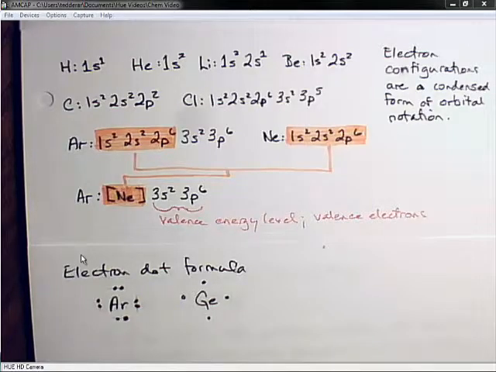You okay, Lauren? 8, 9, 10, 11, 12, 13, 14, 15, 16, 17, 18, 19, 20, 21, 22, 23, 24. Got it? That's your element number. I want you to find your element on the periodic table and write an electron dot formula for it.